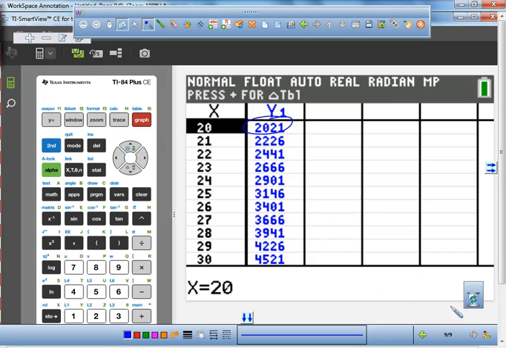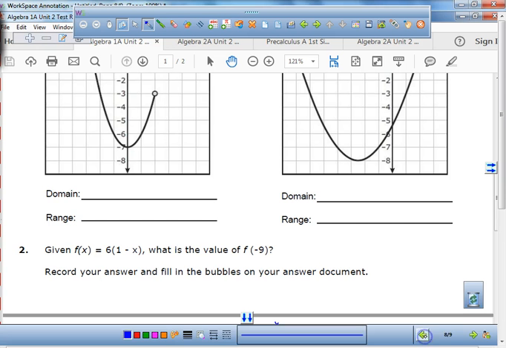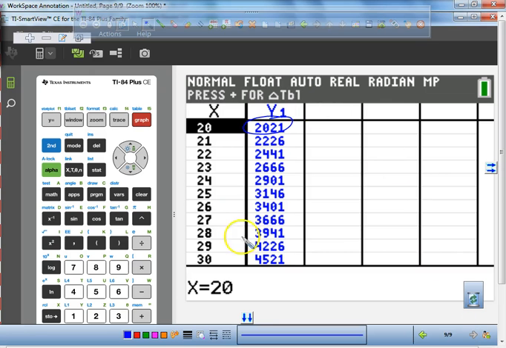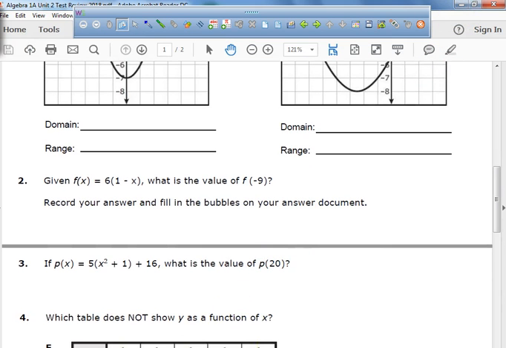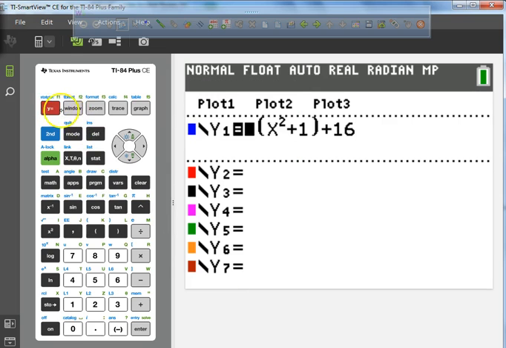Now, should you know how to do it by hand? Absolutely. Okay? But if you have access to a calculator on a fake test where your grade matters, guess what? Use it. Don't be afraid. Use it. 2021? And y equals. I didn't type in the 20 there. I just put x. Okay?